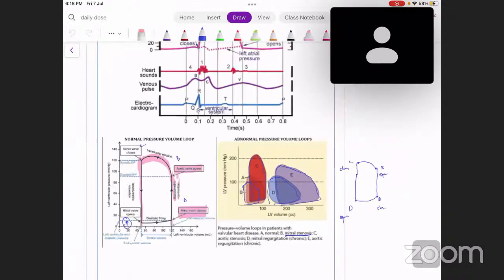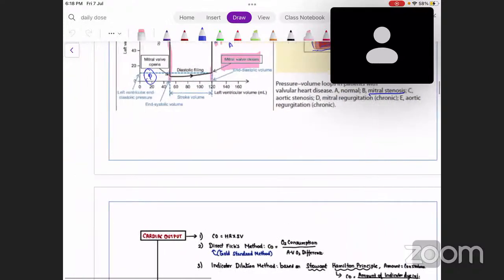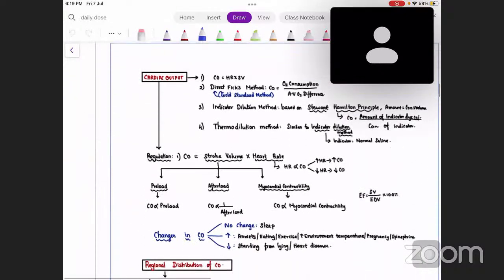Maybe they ask you in a picture-based question in physiology, but that is very rare. That is quite a rare type of question on abnormal pressure volume loops.